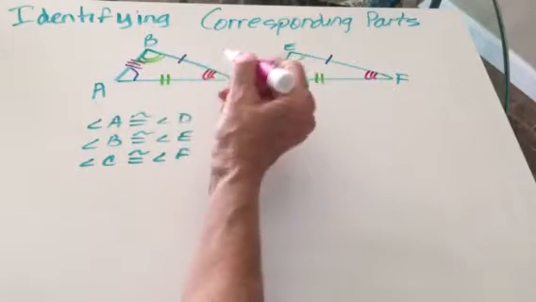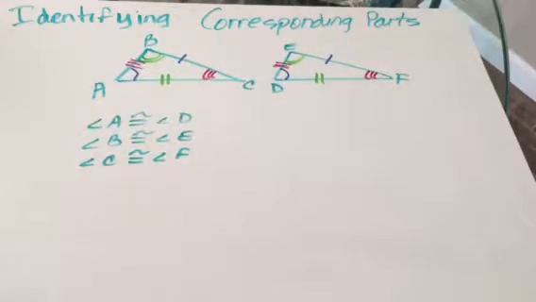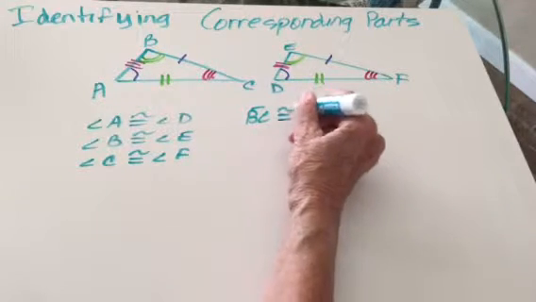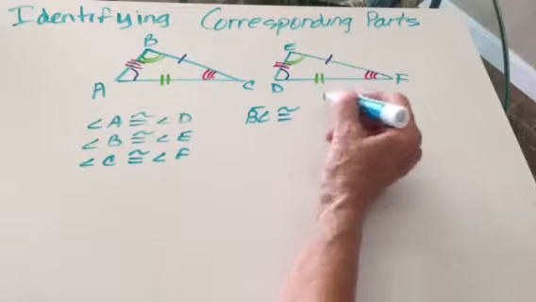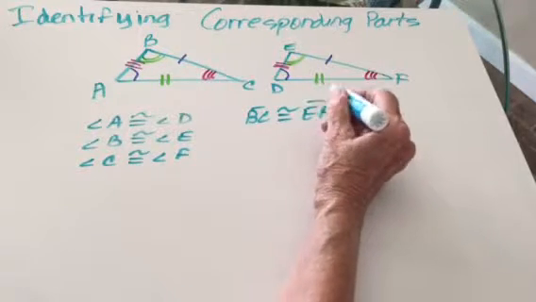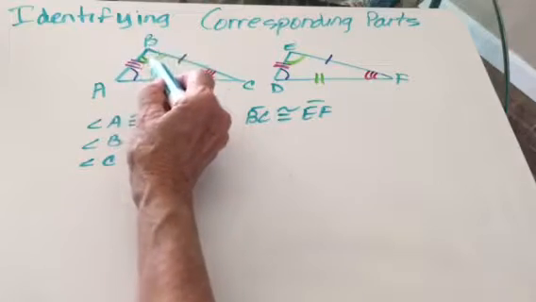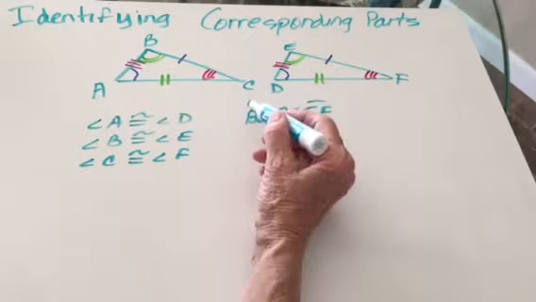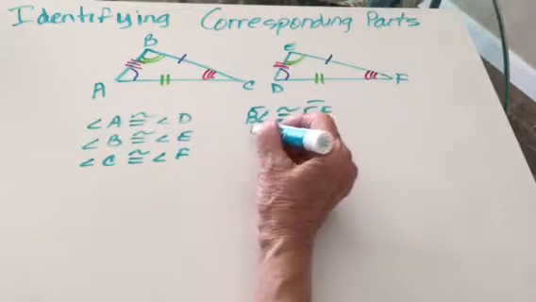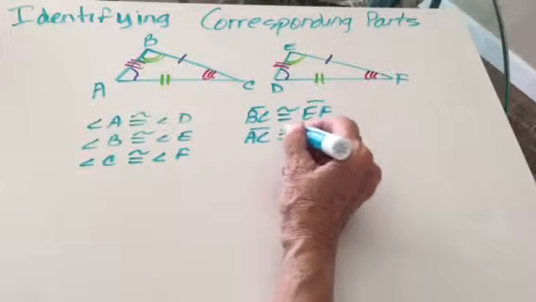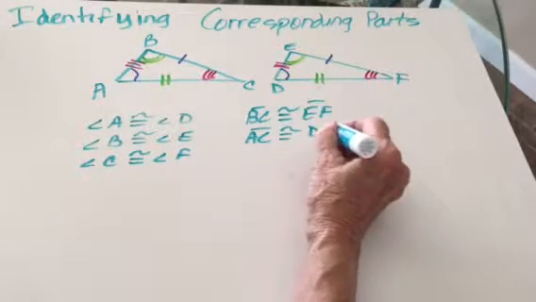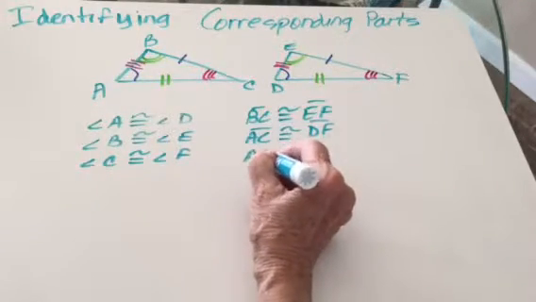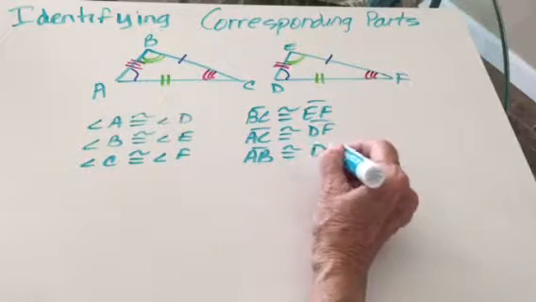So now I know that line BC is congruent to line what? BC goes with EF. And listen, because I started with B, which is under the green, I have to start with E, which is under the green as well. I have to start at the same place. Let's go with AC. All right, AC is congruent to DF, and I can't say FD, I have to say DF. And then AB is congruent to DE.